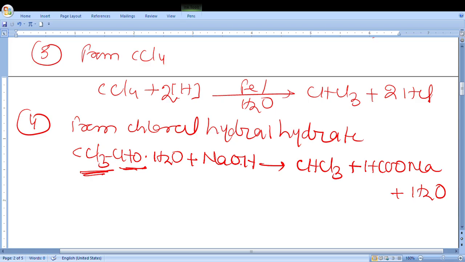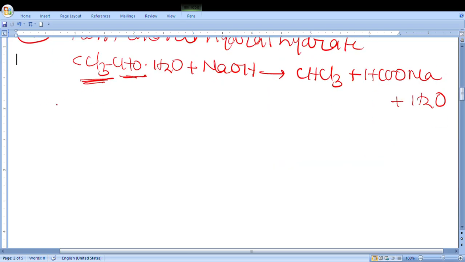In this way, we prepare chloroform. Now we are coming to the properties of chloroform. Physical properties. First, we will go for physical properties.